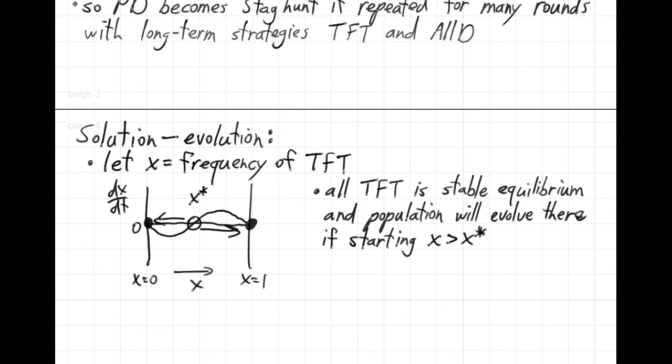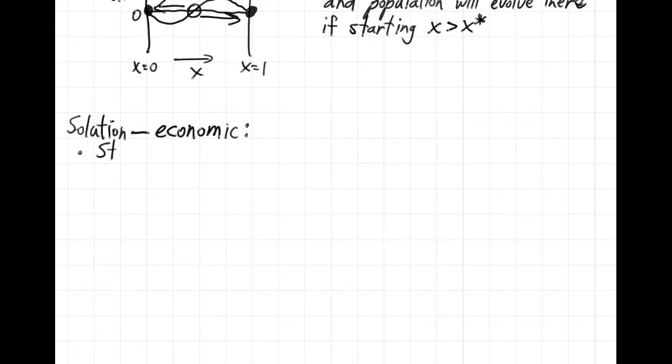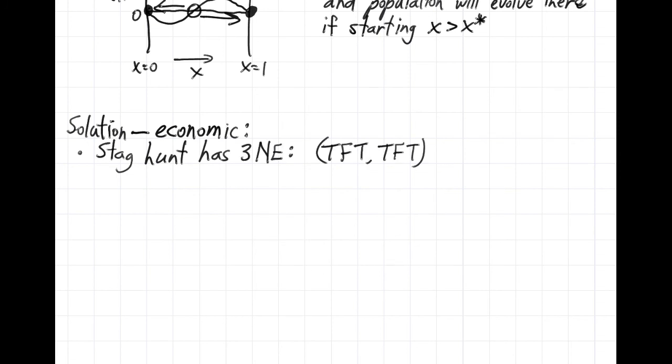And as you already know, that's the same as X star. So looking at the economic solution concepts, the most important one is the Nash equilibrium. And Stag Hunt, as we know, has 3 Nash equilibria. Those are both play tit for tat, so that's one of the pure ones, and both playing all D, that's the other one. And there's the mixed Nash equilibrium.